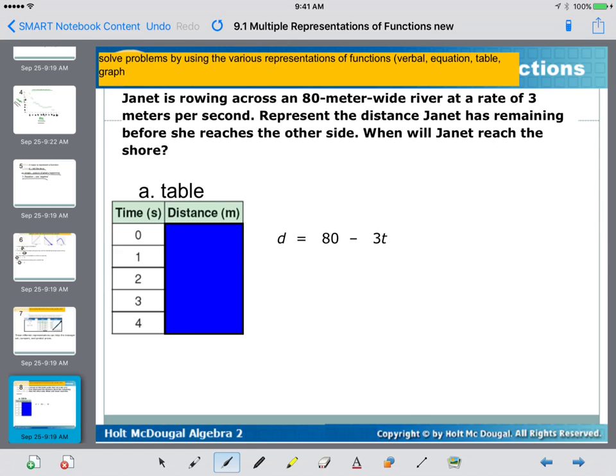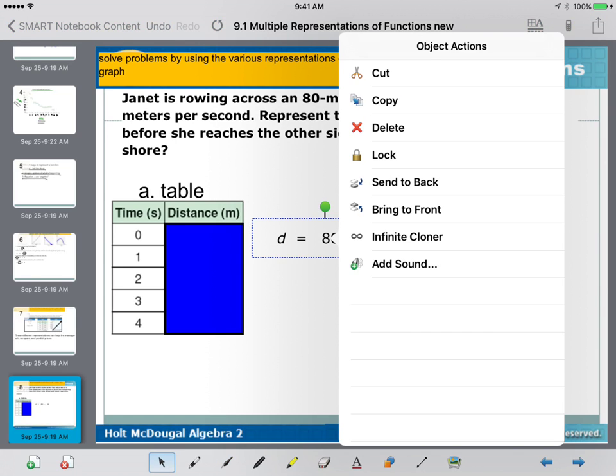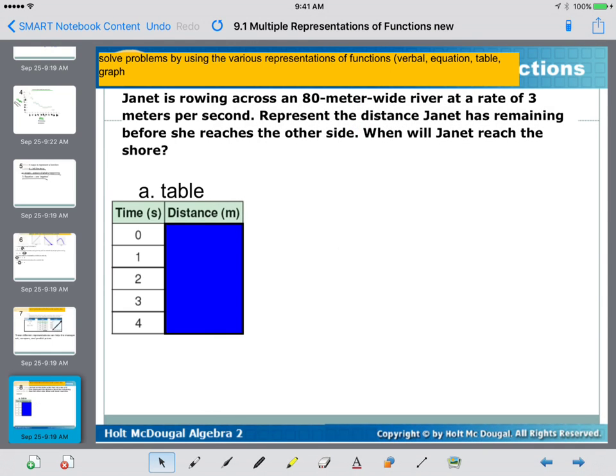So here we go. We got Janet is rowing across an 80-meter wide river at a rate of 3 meters per second. Represent the distance Janet has remaining before she reaches the other side. When will she reach the shore? We can create a table if we think she's rowing across an 80-meter wide river at a rate of 3 meters per second. So if she's at time 0, she still has 80 meters to go.